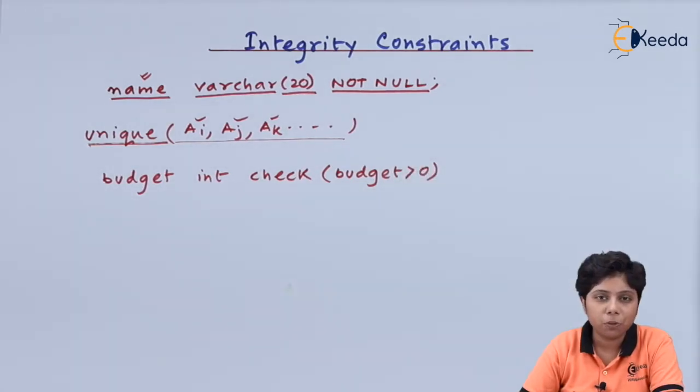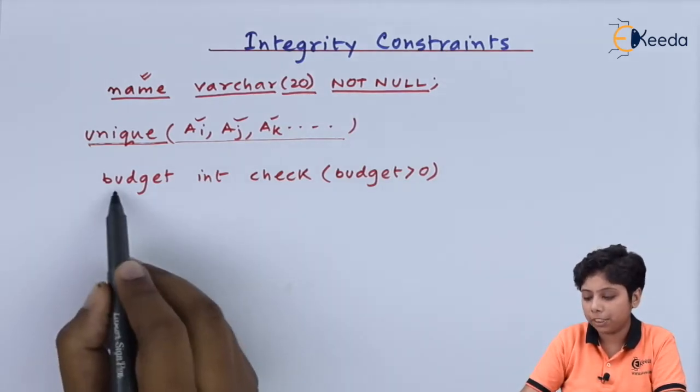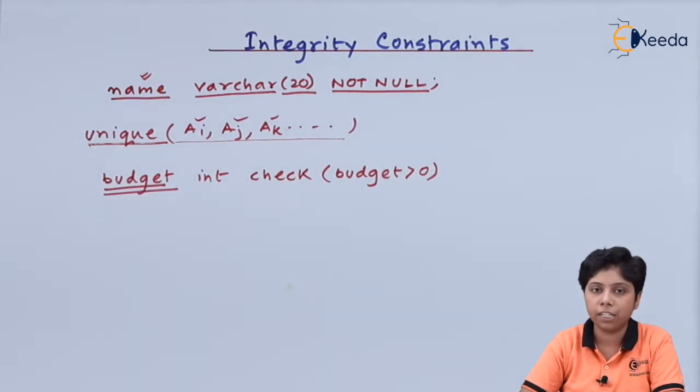So this I can put in the creation or updation of the schema to check that the budget should always be greater than or equal to 0. So if I put 0 or any negative value in the budget field, then that will create an error and cause the integrity constraint violation.